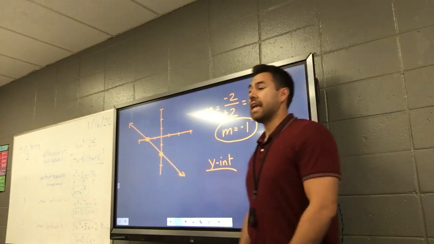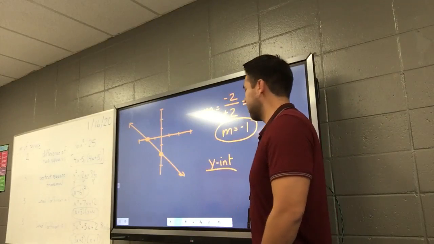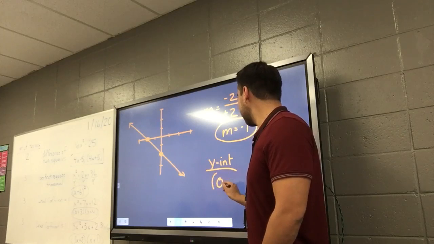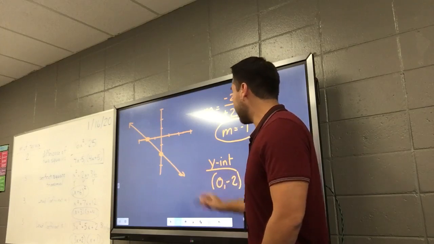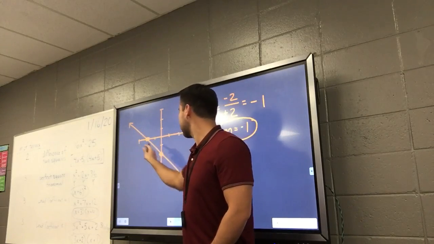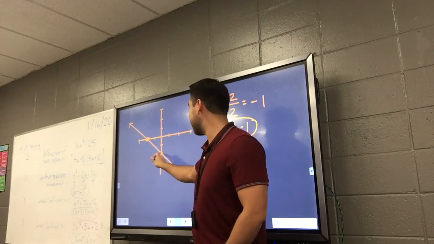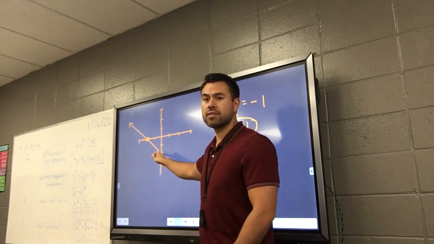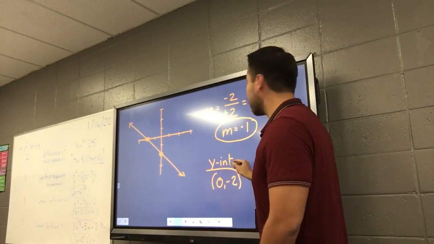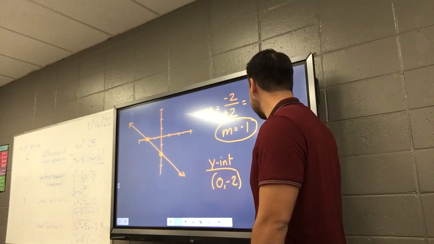Close. That's the x-intercept. Okay, it's (0, -2). Where does this line hit the y-axis? Right here, right? Can you guys identify where it hit? And what are the coordinates of this point right here? (0, -2), right? So we're going to call the y-intercept negative 2.